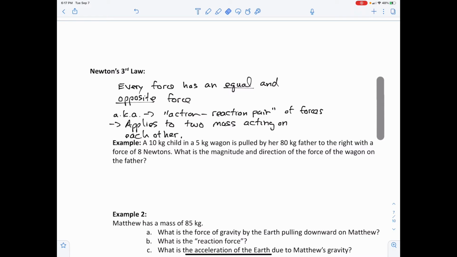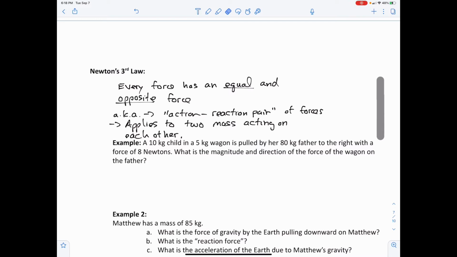Newton's third law is a great way of summarizing the fact that forces are always interactive between 2 different masses. And Newton's third law gets into account what those 2 masses are. Basically it tells you that every force has an equal and opposite force. If you hit something really hard, that something is going to hit you back with equal and opposite force. This is also known as an action-reaction pair of forces. Action force has an equal and opposite reaction force. Remember, ladies and gentlemen, again, this applies to 2 masses acting on each other.